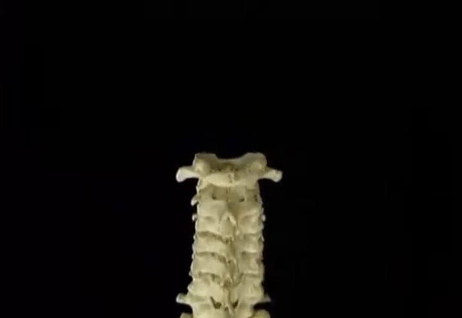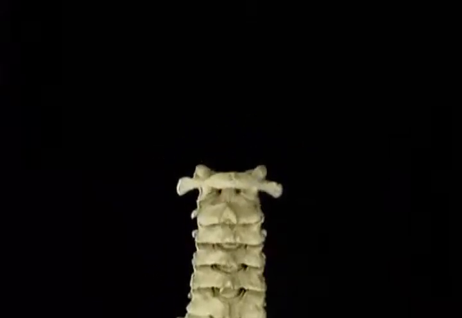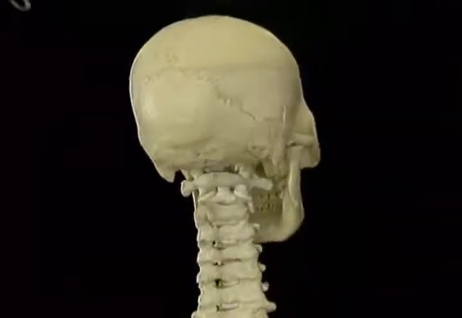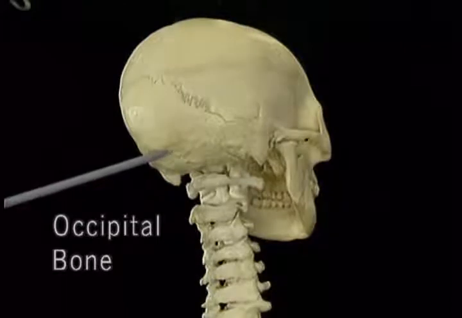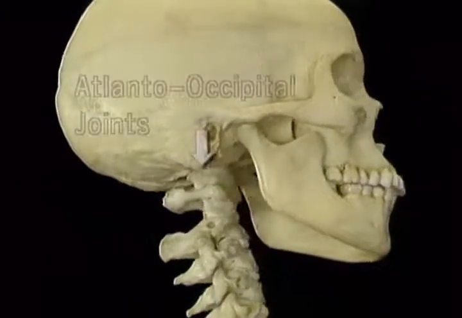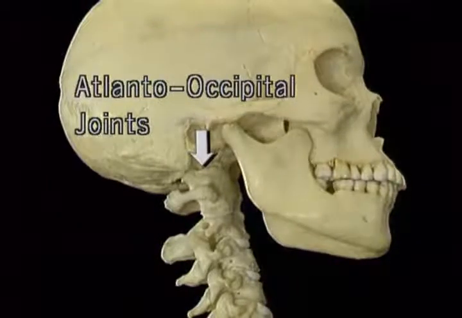In that tape, we'll also look at the way the atlas vertebra articulates with the bone that forms the underside of the skull, the occipital bone. The joints between the atlas and the occipital bone are called the atlanto-occipital joints.